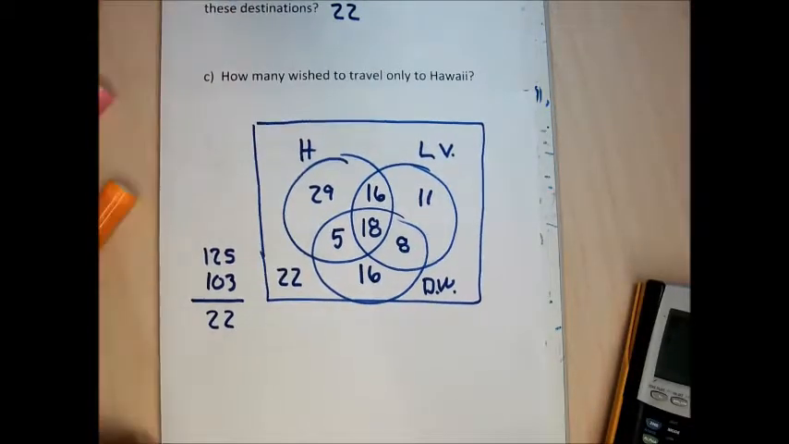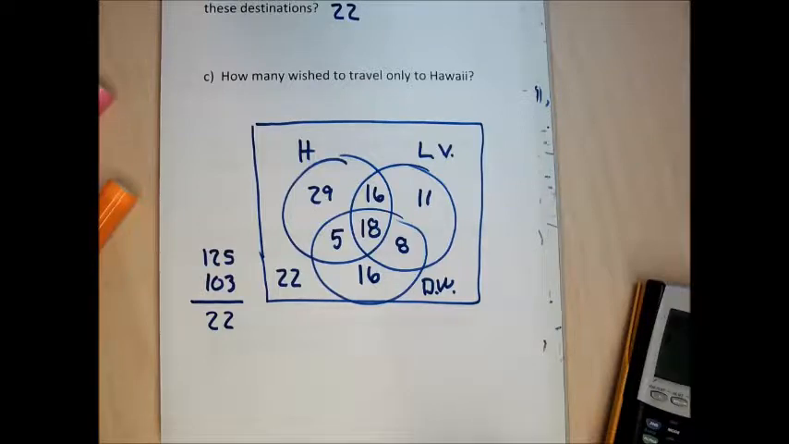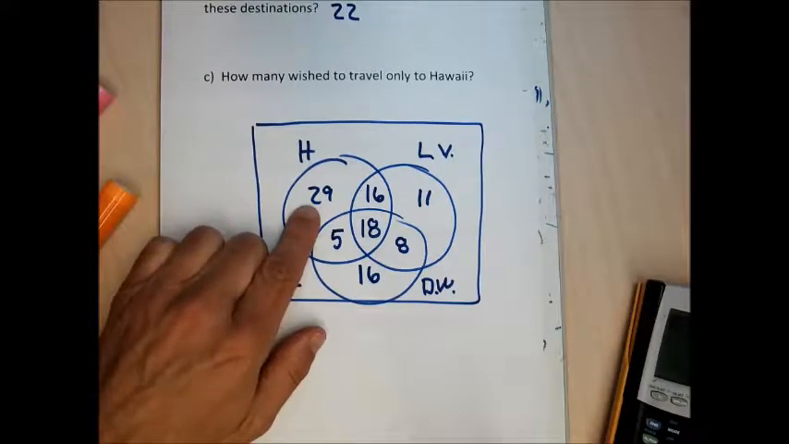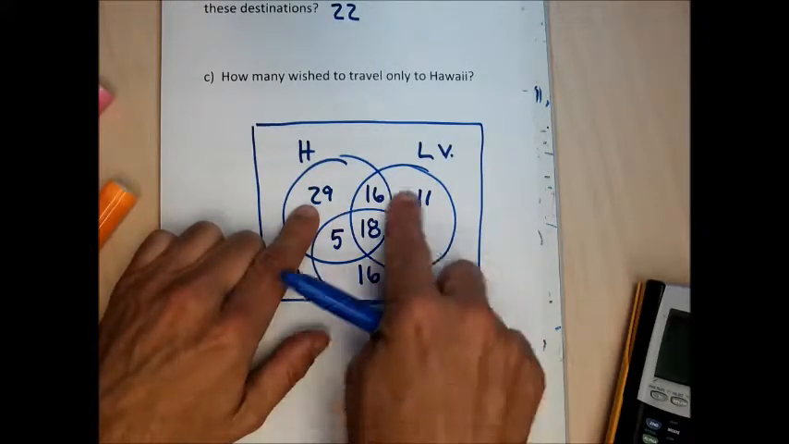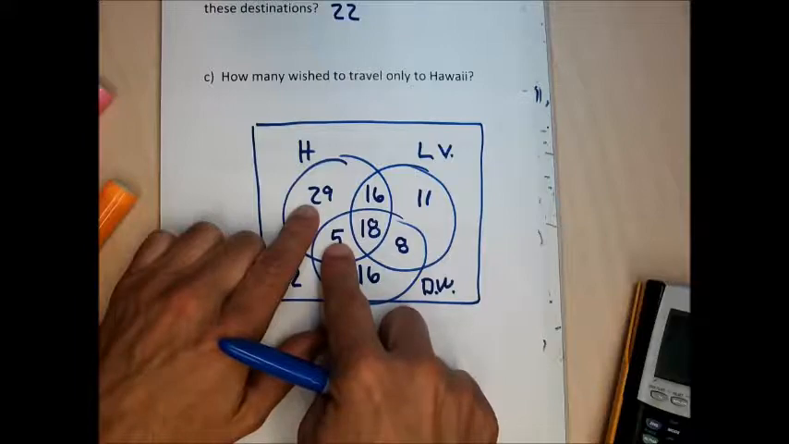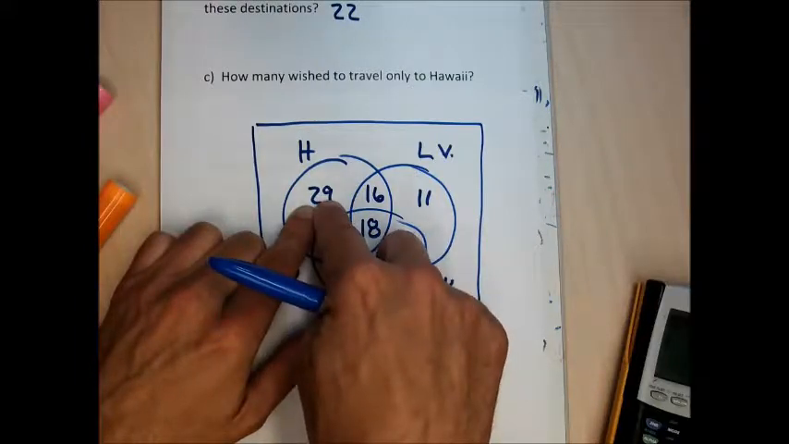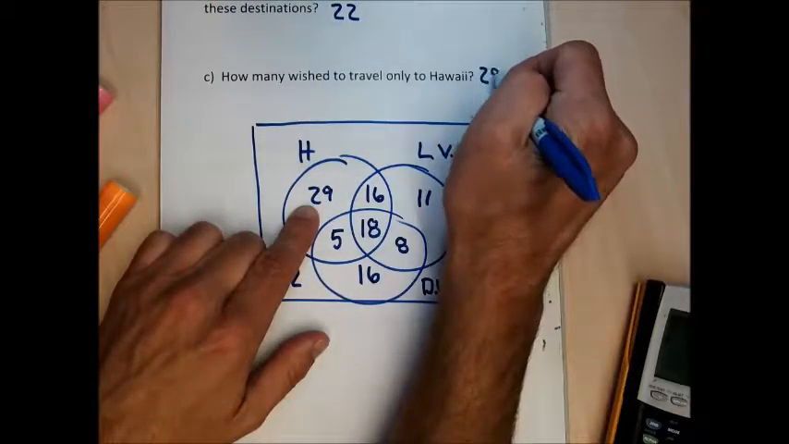Part C, how many wish to only travel to Hawaii, which means Hawaii but not the other ones? I think that's just the 29 here. Any of the other numbers that represent Hawaii want to go to more than just Hawaii. So Hawaii only would be those 29.